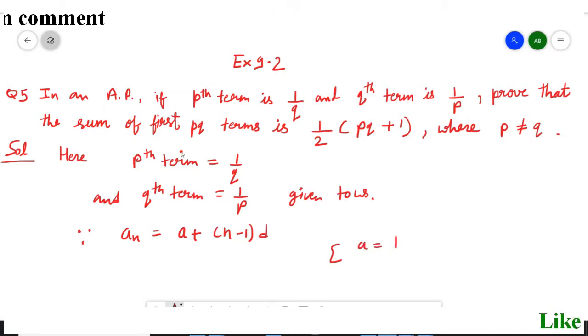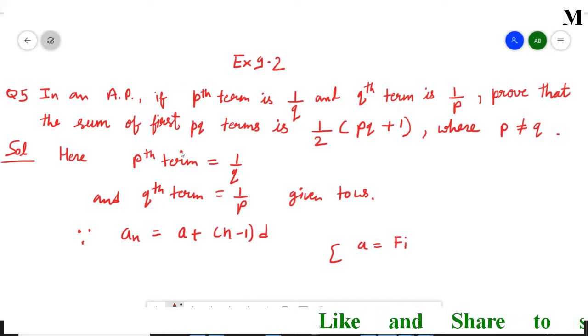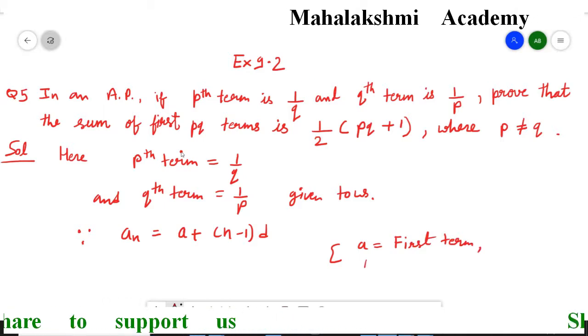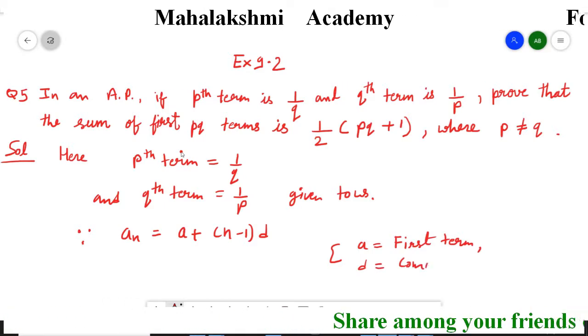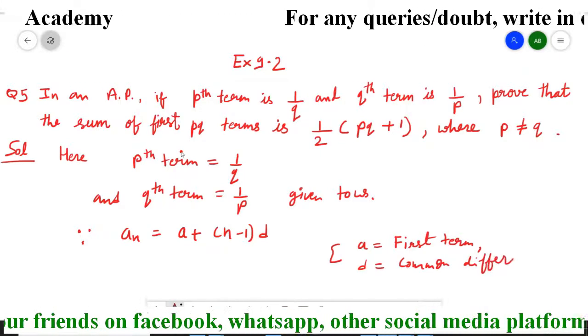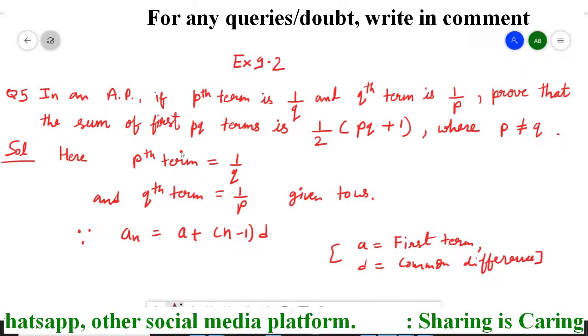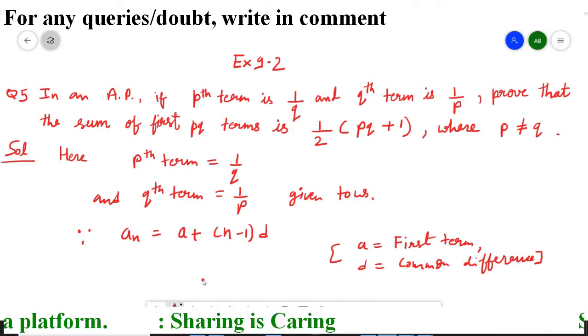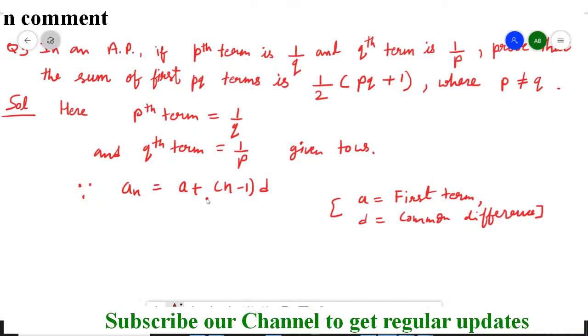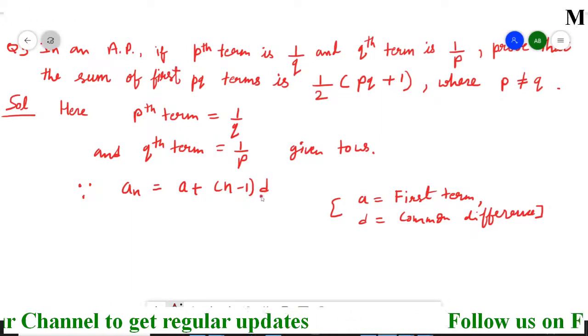Now what a and d are, we will mention here. a is the first term, and d is the common difference. Both are unknown to us. We don't know the first term and we don't know the common difference.